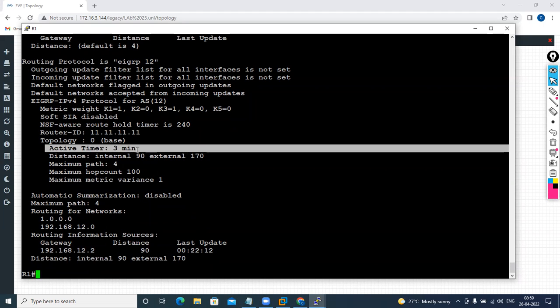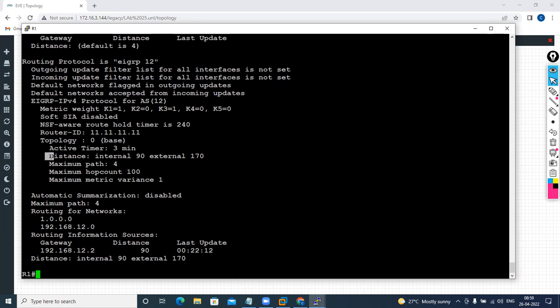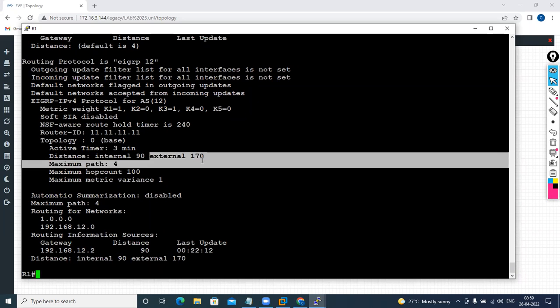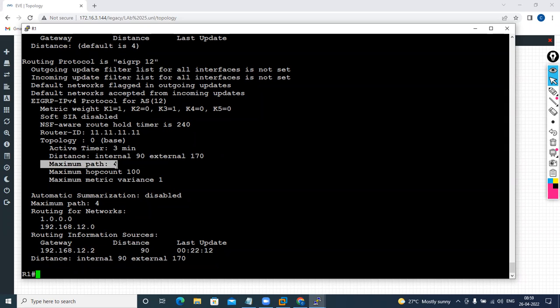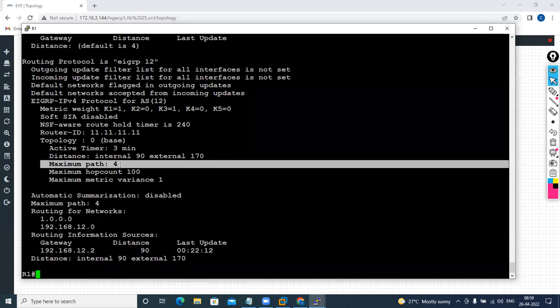Don't worry about this timer. It will come into the picture when we have SIA query and SIA reply. Leave this, I'll talk about that active timer later. So this is your internal EIGRP 90, and external, can you see here, it is 170. By default, maximum paths for load balancing is 4, but it will support up to 32 paths. Please make a note. So by default, load balancing supports 4 paths, but maximum paths you can go up to 32.